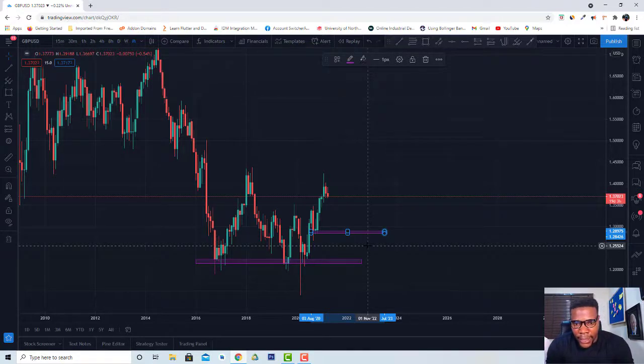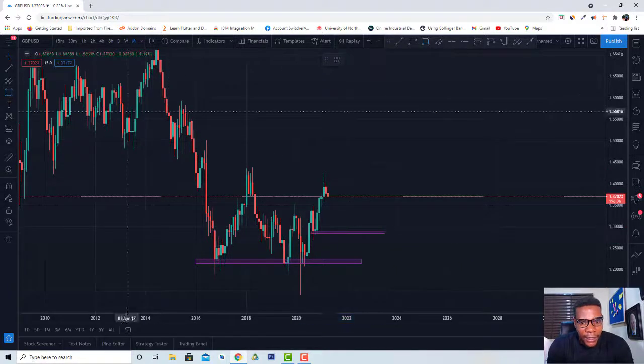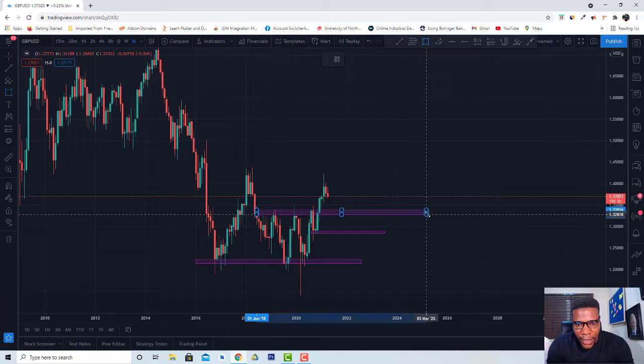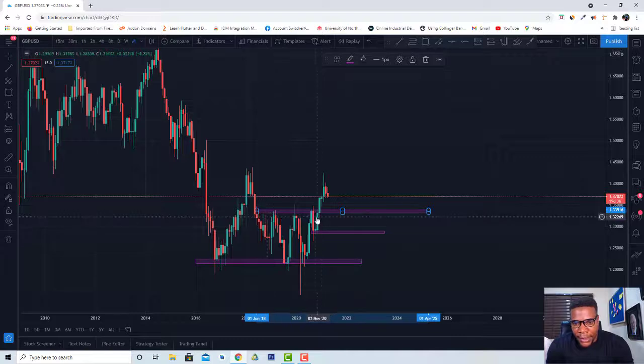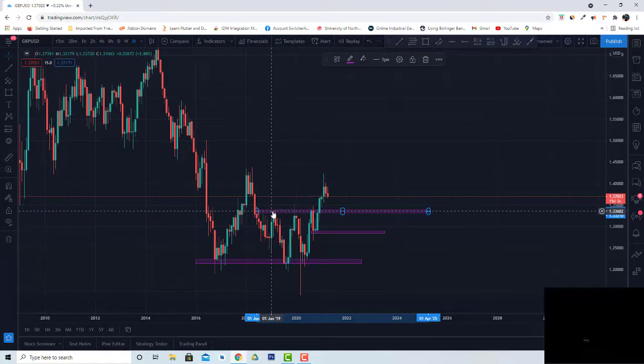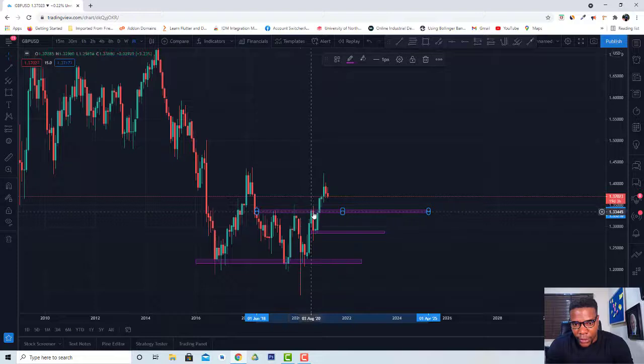Okay, let's take a look at resistances. All right. So I see a resistance zone right here. I see a resistance zone right here. Okay, good. And when a resistance is broken, it becomes a support. So this resistance zone here is quite a strong one. It dates back, as you can see right here, 1st of January 2019, all the way to 2020, right there. So I've identified this. So this right here can also be a zone where price can retest once it hits it.